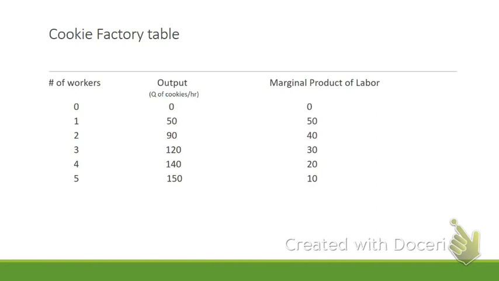So let's take some data. We're going to do a cookie factory. Everything is fixed but the number of workers. This is our data as a result of this. We have our number of workers, our total output of cookies per hour, and then the marginal product of labor. Since labor is the variable that is changing, we call it the marginal product of labor. As you can see, that's the column on the right.